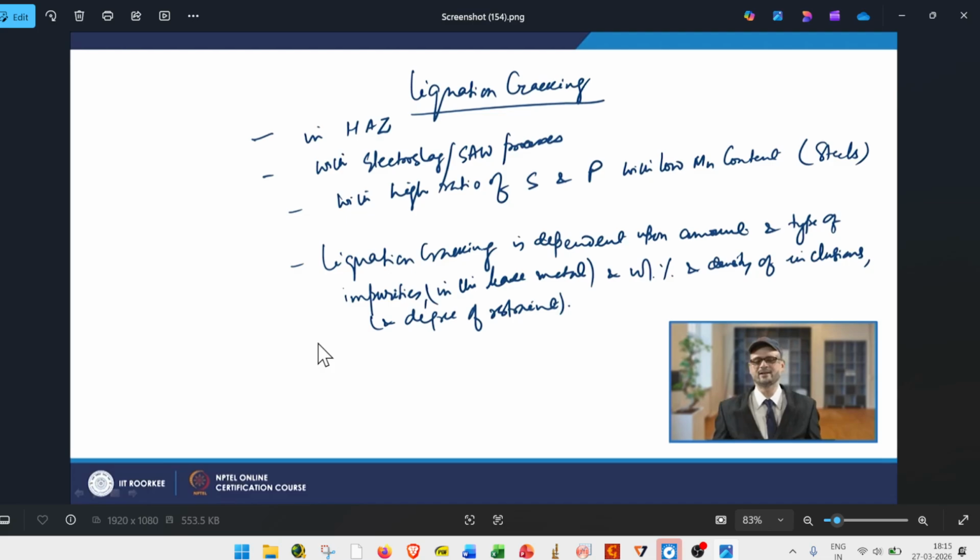So liquidus cracking happens in the HAZ region. It is not in the weld bead. It happens at the HAZ region, most probably in SAW, submerged arc welding. In this case, we are giving a lot of heat input. Because of this lot of heat input, the amount of residual stresses generated at the HAZ will become more. Once the stresses are more than the material's ultimate strength, it will start breaking. I mean, the crack will start to appear.